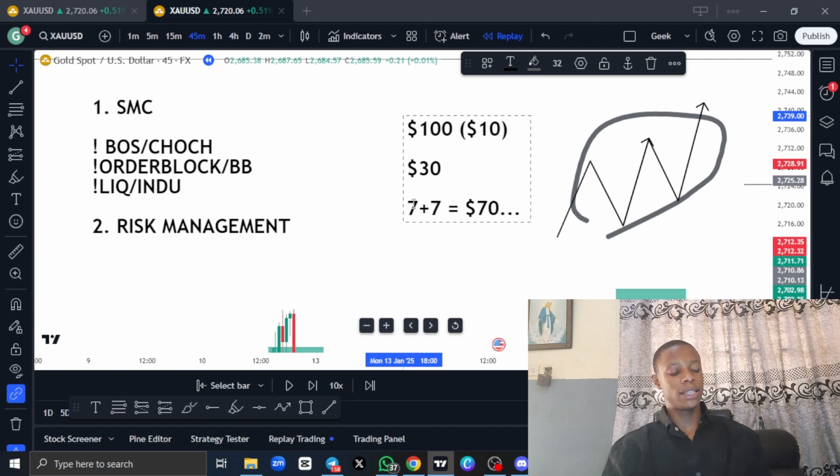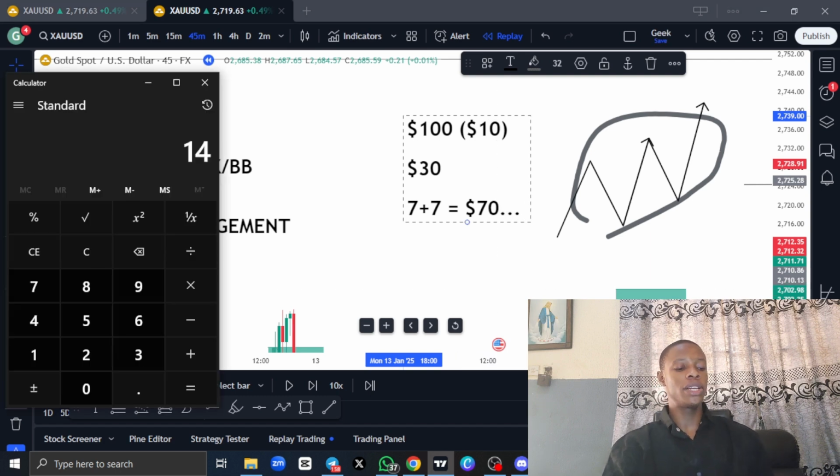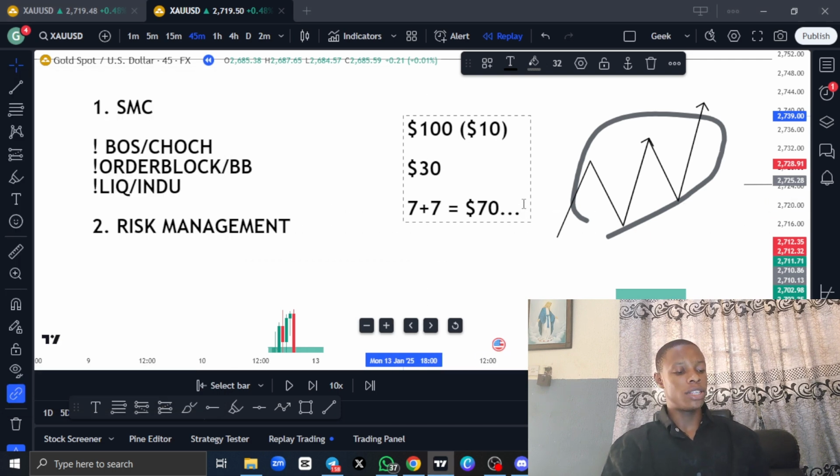Now, if I hit 7 take profits, remember my risk per trade is always $10 to make at least $30. If I make $30 on a single trade, times 7 of those trades I took that week, that's about $210 profit. Remember, I lost $70. So what am I going to do? Minus the $70. That's going to be $140. Now, that week, I've succeeded in doubling my account. I made $140 profit that week.